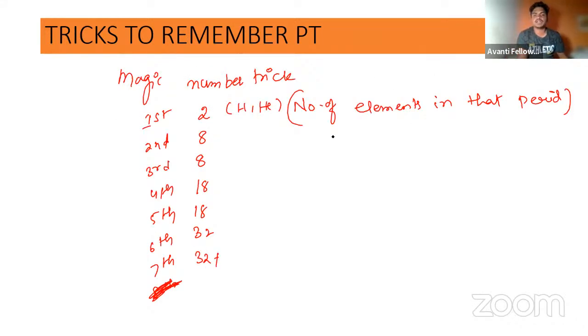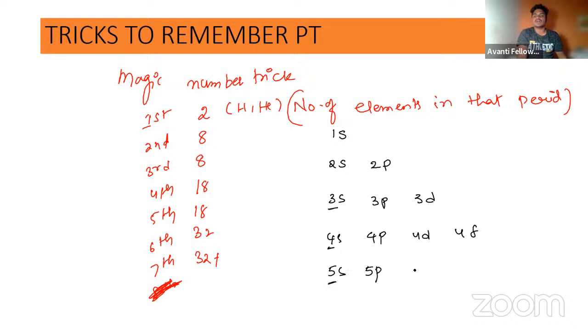Again, I'm writing 1s, 2s. For 1s, I'm writing only the 1s orbital. For 2s, I need to write 2p. Next, 3s means 3p and 3d. Next, 4s, then 4p, 4d, 4f. Next, 5s, 5p, 5d, 5f, 5g. Next one, 6s, so 6p, 6d, 6f, 6g.